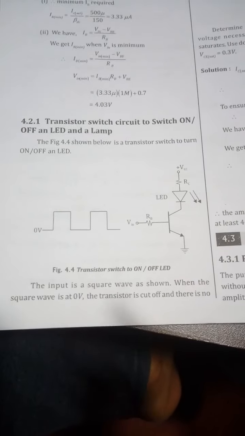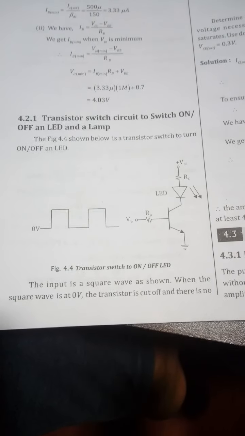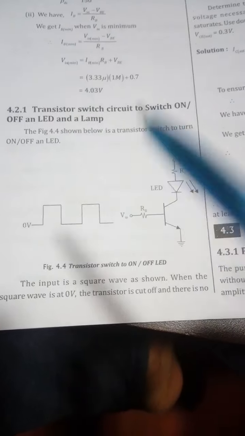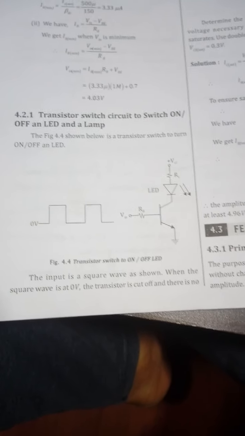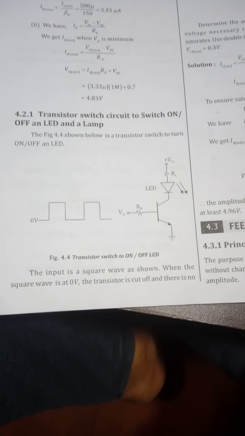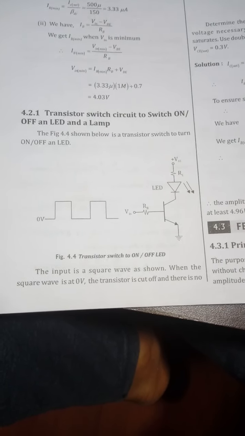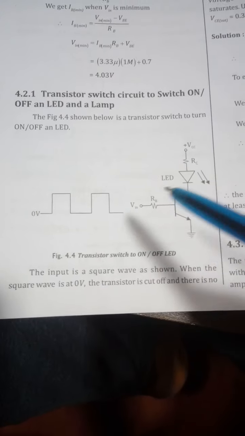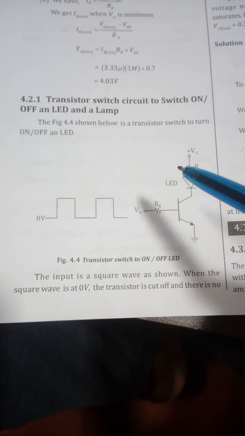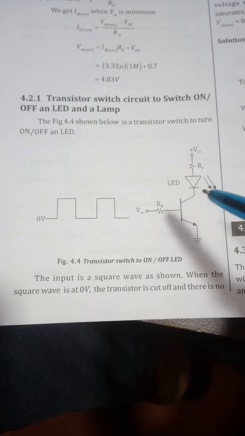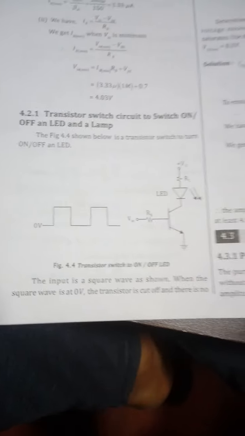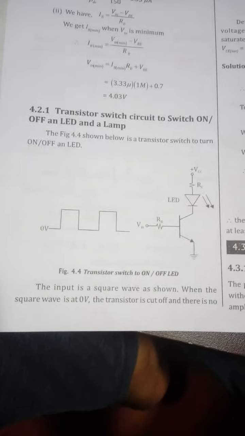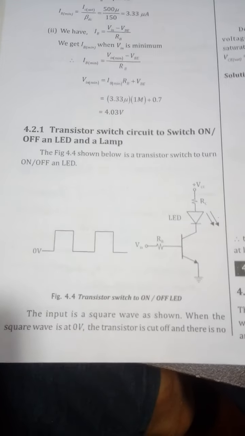Everyone. So we will continue with the applications of BJT. In this circuit diagram, you can see how a transistor can be used as a switch to turn on and off the LED as a lamp. You have a BJT here, and the LED is connected to the collector of the BJT through a resistance RC, and you can also see the base, and the emitter is connected to the ground.